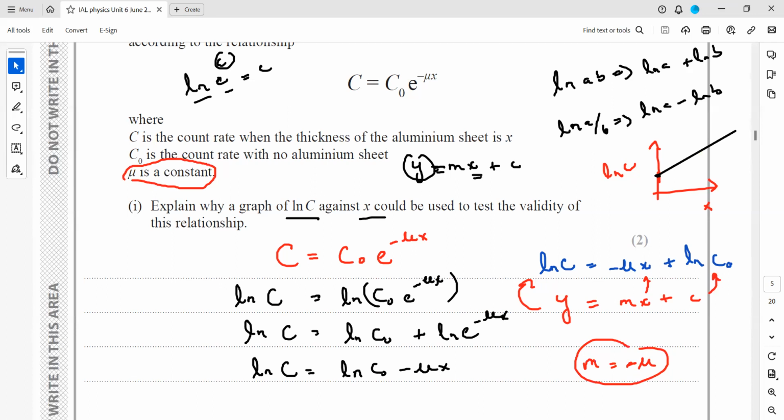So how can we use this result? We first take ln on both sides, and then plot a graph between ln C on the y-axis and x on the x-axis. Then the gradient will be equal to minus mu, and the y-intercept is equal to ln C naught. Is it clear how we use this equation to plot the graph?